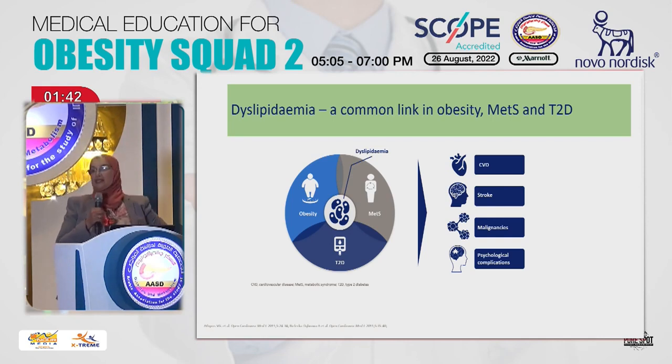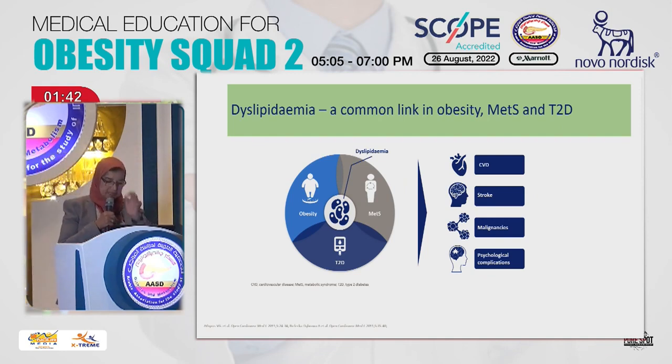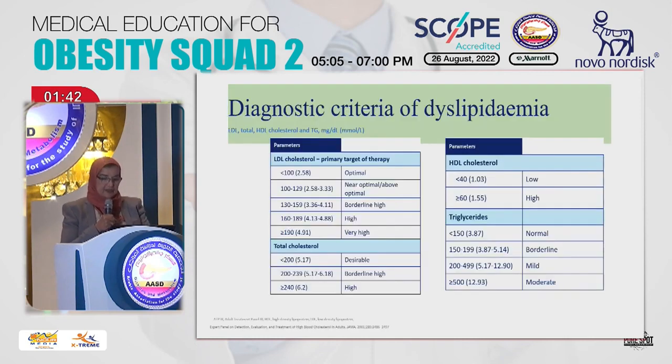Actually, we had a clinical study about Egyptians having the metabolic syndrome, and we found that around 20% of the Egyptians have the metabolic syndrome, which includes, of course, obesity and dyslipidemias and other risk factors.